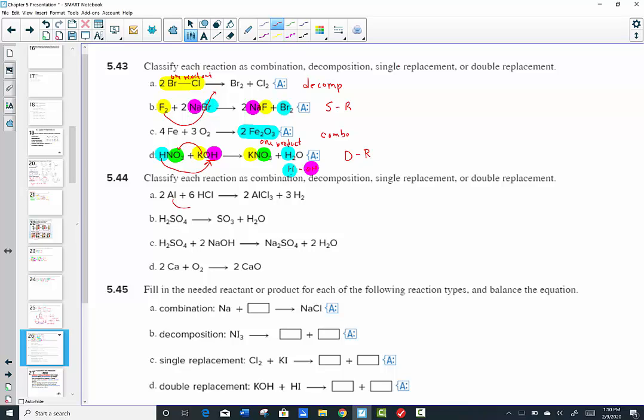Number 4, do you see aluminum kicking out the hydrogen and stealing its partner, aluminum chloride and hydrogen gas? Do you notice in B how we had just 1 reactant, making that your decomposition?